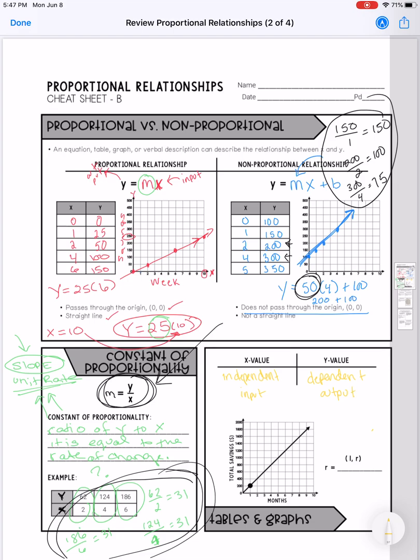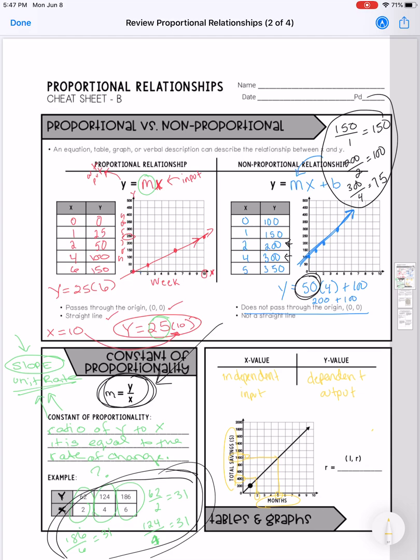And we can look at this graph. We have total savings every month. Okay, so after 1 month, $200. Well, 2 months, this looks like $400. This is definitely a proportional relationship. Let's see, after 5 months, $1,000 is pretty good. So we could see, yes, it's a straight line. It goes through the origin.